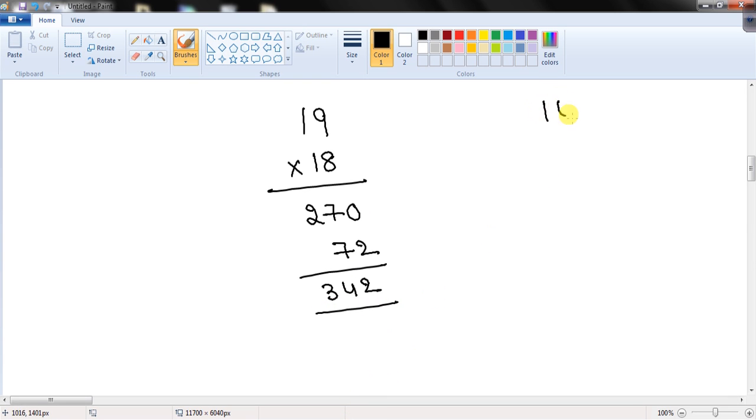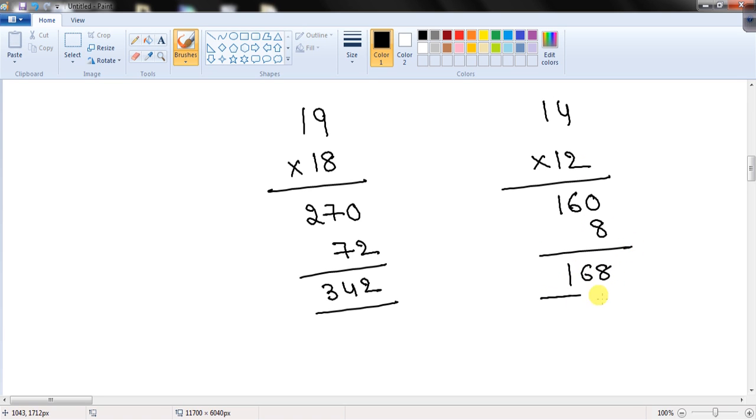Another example, 14 into 12. Please stop this video for a second and work on your own. 14 plus 2 is 16, so it is 160. 4 into 2 is 8, so 168.